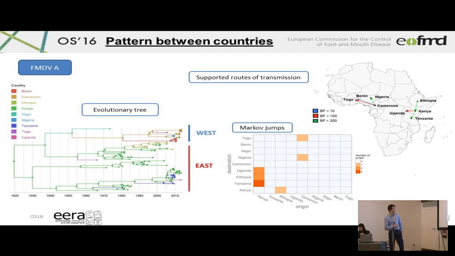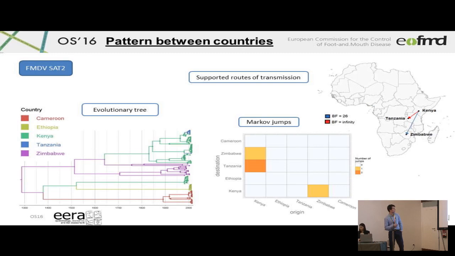We did the same for SAT2, of course, and one of the first things we can see is that the most recent common ancestor between all the samples we have is way older, around the 1300s. We've also been able to detect some well-supported routes of transmission, for example, from Kenya to Tanzania, Kenya to Zimbabwe, and some jumps again, from Kenya to Tanzania, Zimbabwe, and from Zimbabwe to Kenya.